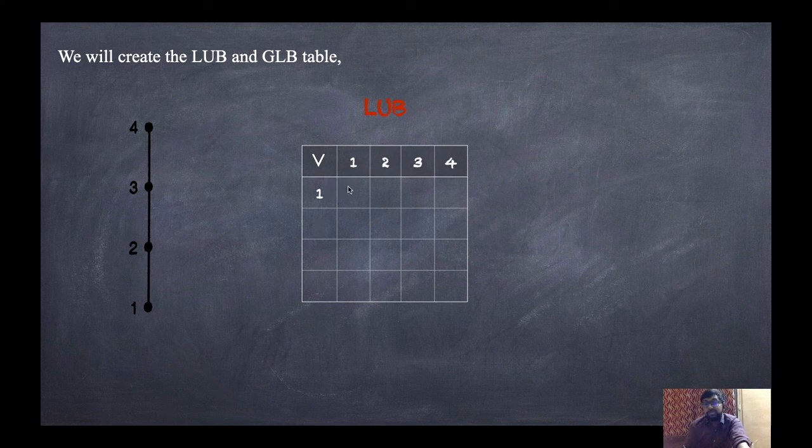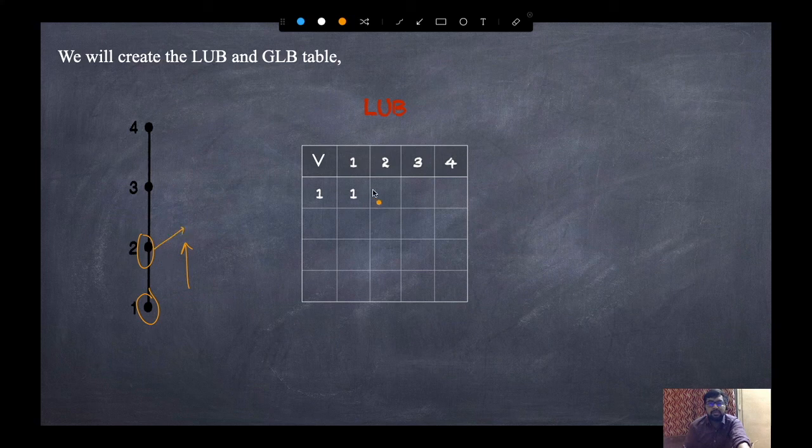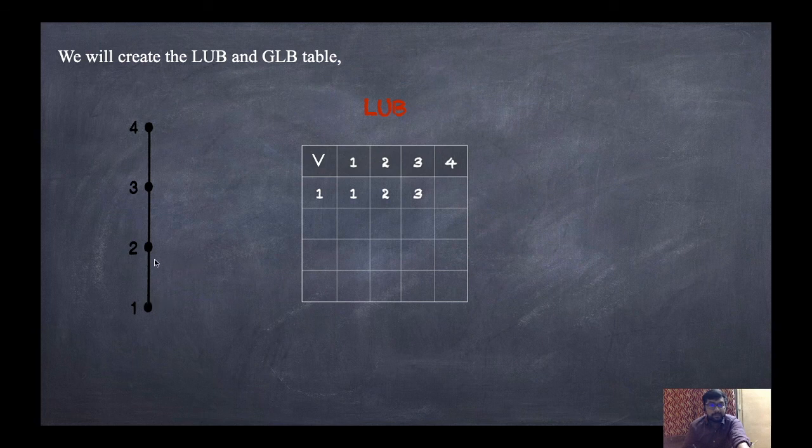Now 1 and 1. The least upper bound of 1 and 1 will be 1 as the point is the same. Now 1 and 2, the upper bound will be 2. Now 1 and 3, the least upper bound will be 3. And 1 and 4 will be 4. Now next, 2 and 1 will be 2. Now 2 and 2 will also be 2 because it is the same number.